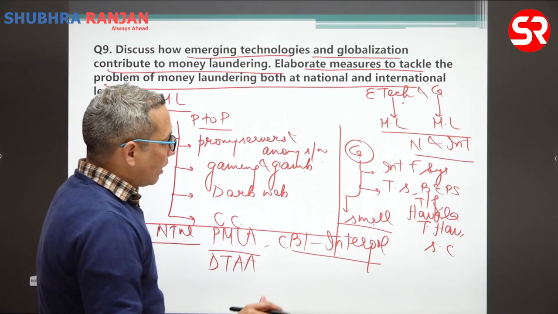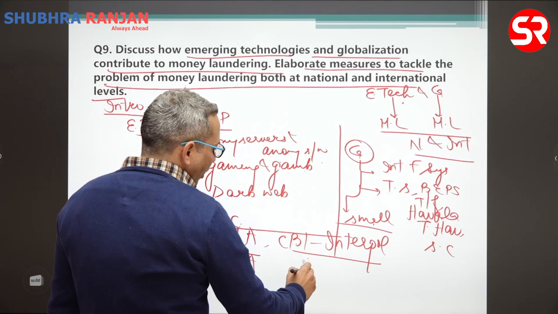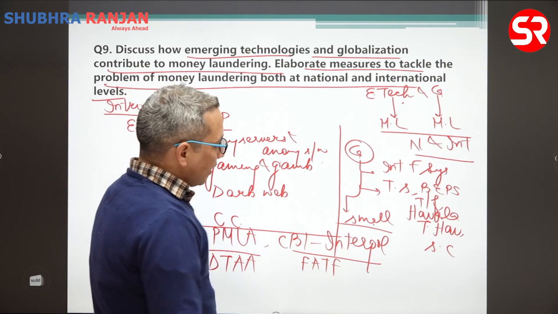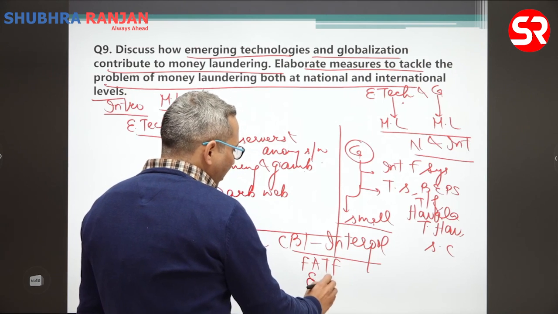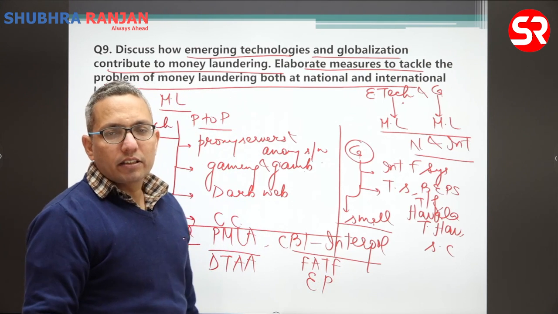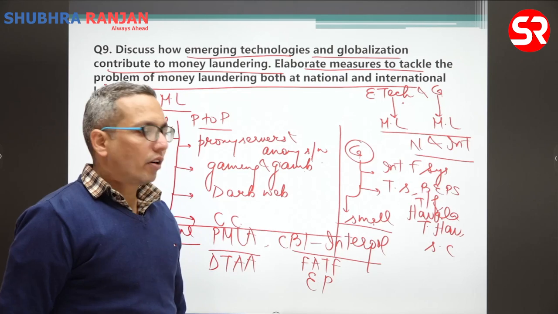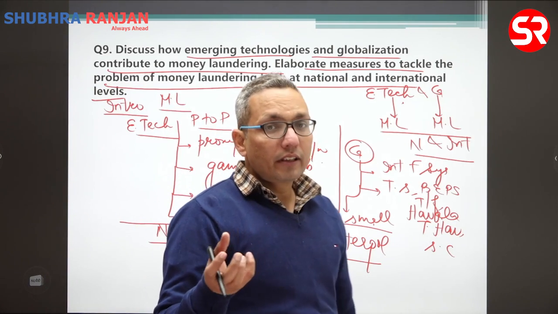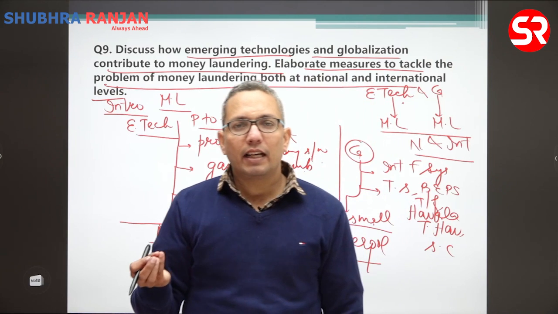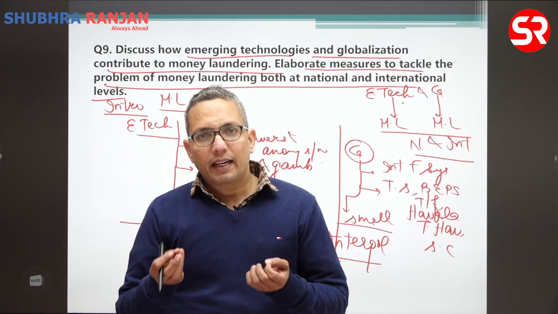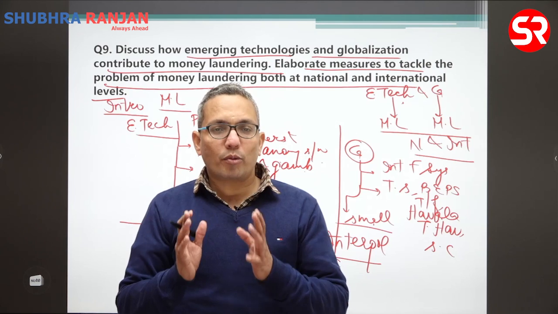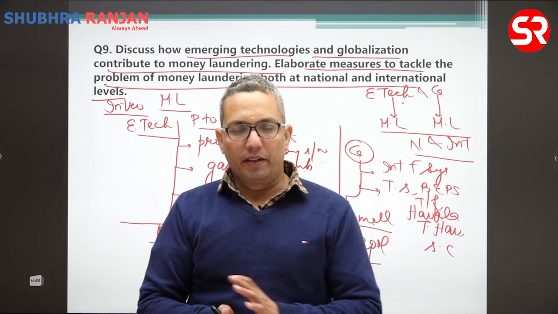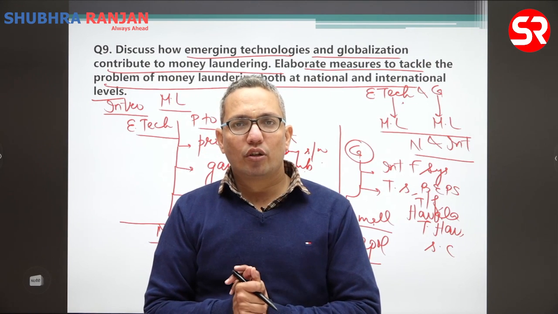At the international level, we have the Financial Action Task Force, FATF, which was set up in 1989. Then the European Parliament also regularly directs its countries that they have to fight money laundering. And in conclusion, we'll write that recently the G7 countries have agreed to a global minimum tax rate system so that the problem of shell companies and money laundering is nipped in the bud. All right, that completes the discussion of this question.